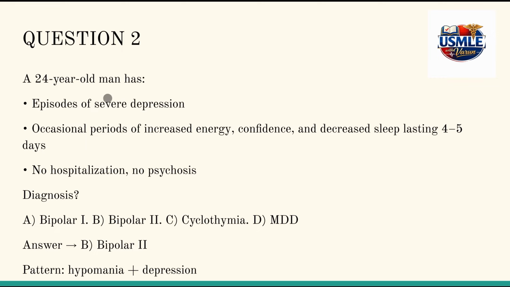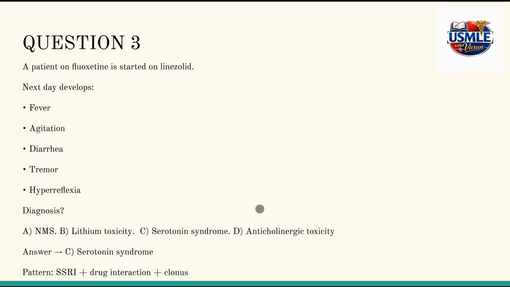Question 2, a 24-year-old man has episodes of severe depression. Occasional periods of increased energy, confidence, and decreased sleep lasting 4 to 5 days. There is no hospitalization and no psychosis. We should think about the possibility of hypomania. There is increased energy, confidence, and decreased sleep lasting for 4 to 5 days. This is not lasting greater than or equal to 1 week. So we need to think about a hypomanic episode. Hypomanic episode in addition to depression helps us understand that it's a typical case of bipolar II disorder: hypomania plus depression.